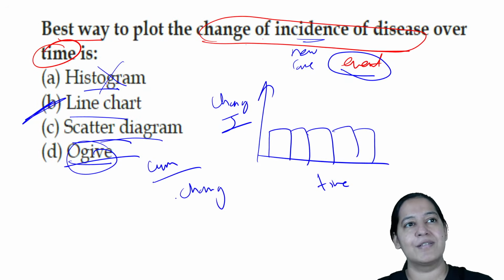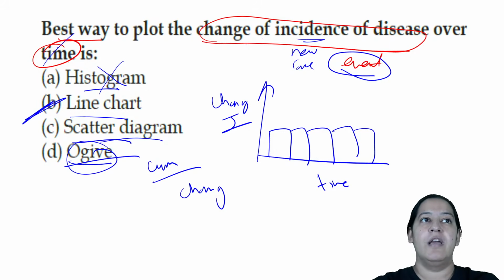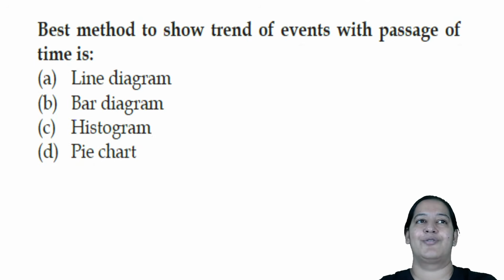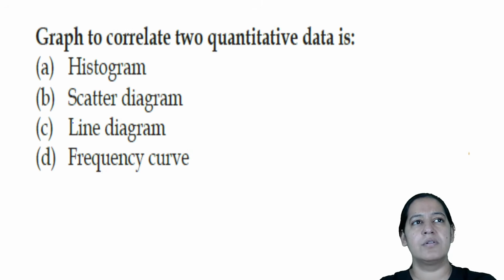No, Rajat, you are wrong. It is not A, it is B. On a histogram, we can't show it over time. If one of the axes is time, it has to be a line chart. So a line chart has to be there. Done. So the correct answer here is the same question with different language. I am leaving it.